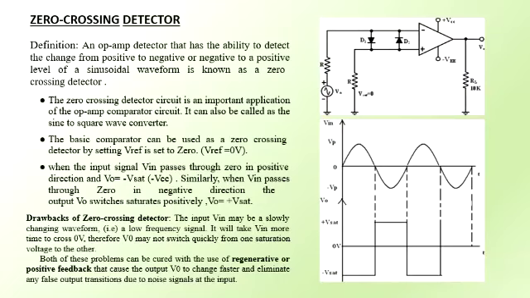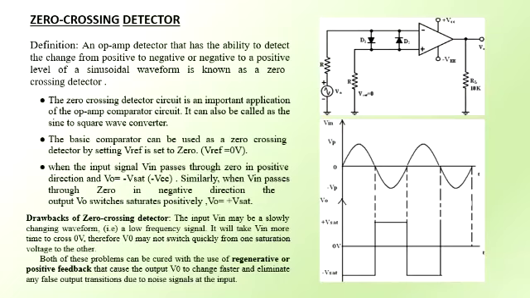Now the zero crossing detector. The drawback of the zero crossing detector: the input V in may be a slowly changing waveform, that is, a low frequency signal. It will take V in more time to cross 0 volts, therefore the output may not be switched quickly from one saturation voltage level to the other level. That is the drawback of this zero crossing detector.